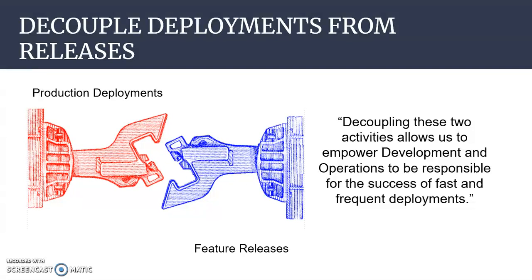Decouple deployments from release. Decoupling these two activities allows us to empower development and operations to be responsible for the success of fast and frequent deployments. As we can see in this image, we have two blocks: production deployments and feature release. So it is important that we have this option to decouple deployments from the release.